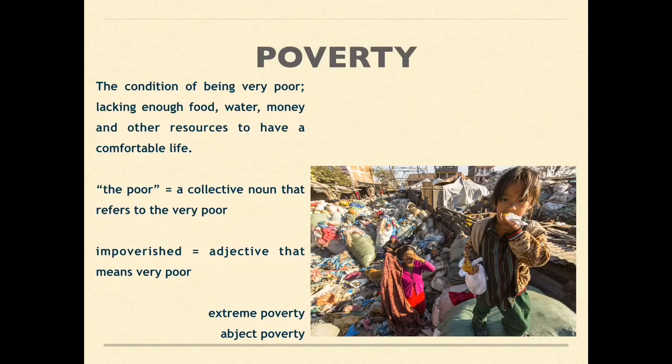The opposite of wealth is poverty. Poverty is the condition of being very poor, lacking enough food, water, money, and other resources to have a comfortable life. The poor is a collective noun that refers to the very poor, whereas the wealthy is a collective noun that refers to the very rich. Impoverished is an adjective that means very poor.